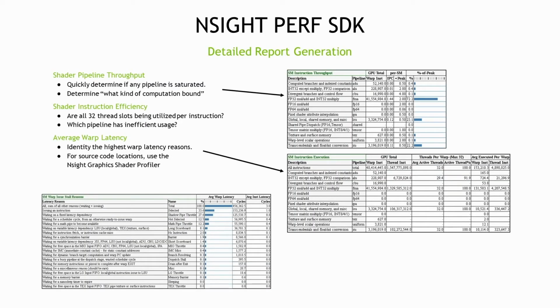The Perf SDK's built-in HTML reports can also help with low-level shader performance analysis. Determine which instruction pipelines are reaching their percent of peak or are being used inefficiently. Identify the highest warp latency reasons. Use this information to focus your optimizations on the specific instruction types implied by these counters. To see the exact lines of code that incur the highest warp latency, you can then use the Nsight Graphics Shader Profiler.